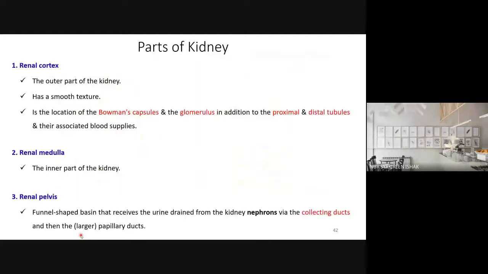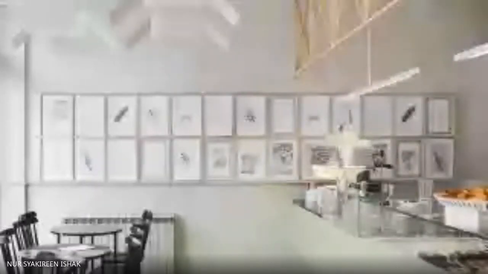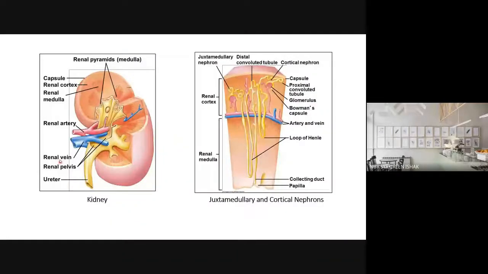So this is the structure of the kidney. You have to really label all the structures, especially when you are drawing your kidney structure in your lab report later. All the structures that you label will contribute to marks. Missing one of the structures will cause you to lose marks.